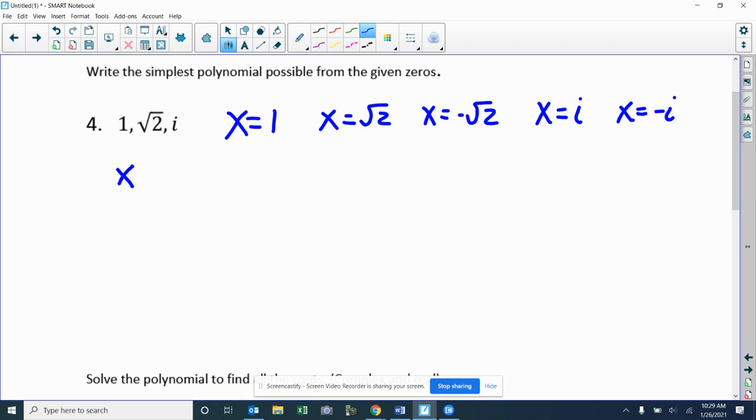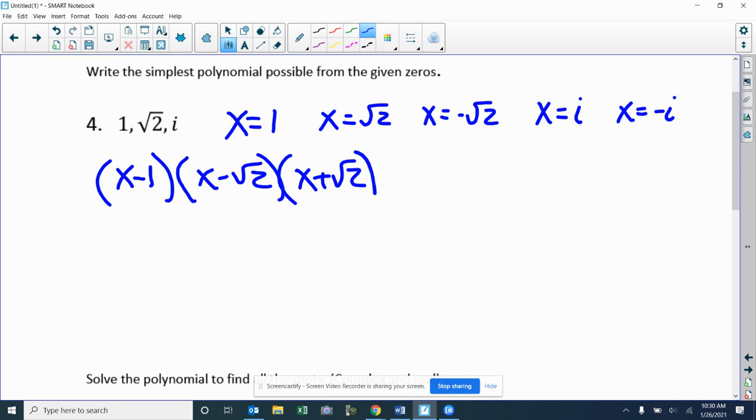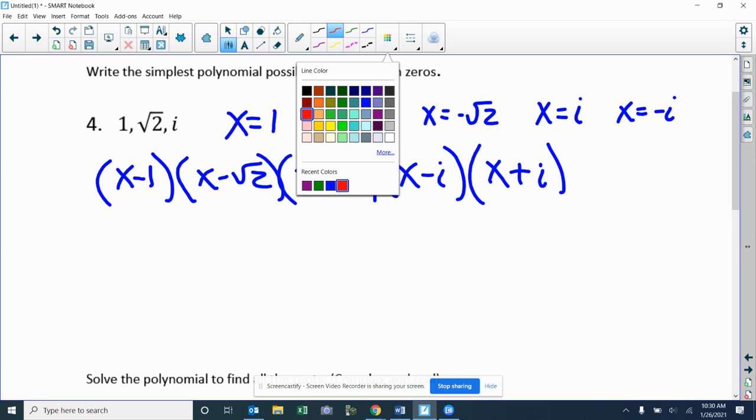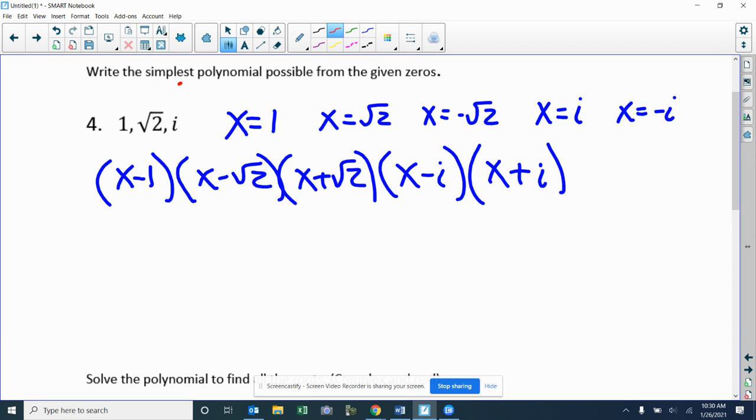Take this to the other side, x minus 1. Take this to the other side, x minus the square root of 2, and x plus the square root of 2. We're going to have x minus I and x plus I. Yesterday we talked about making sure you do the complex FOILing and the irrational FOILing first. Let's do that.